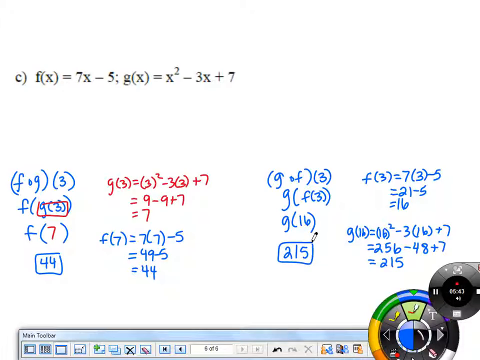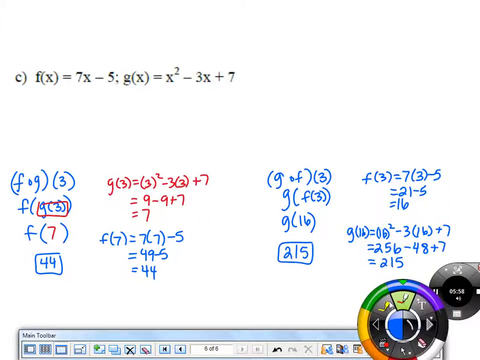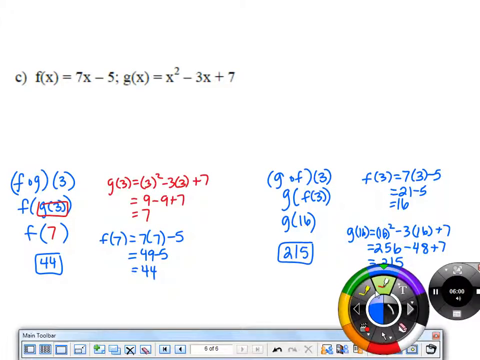All right, and now if we're incorporating the x's, we're going to go through and do the same thing, but it's going to be more generic because we're going to use x instead of a specific number that we're plugging in. Okay? So let's do f of g of x and g of f of x.